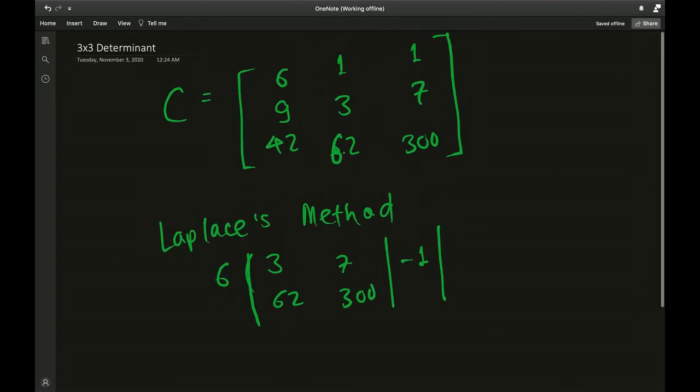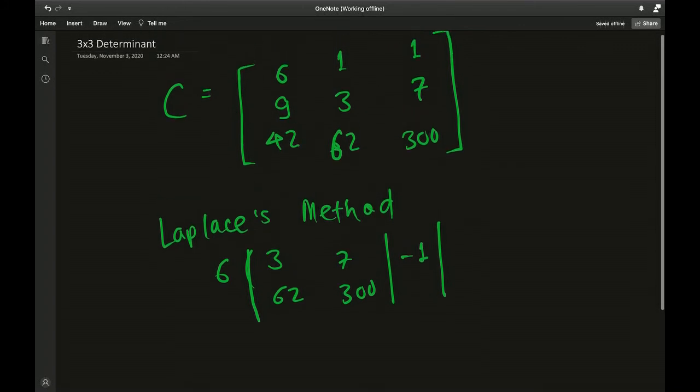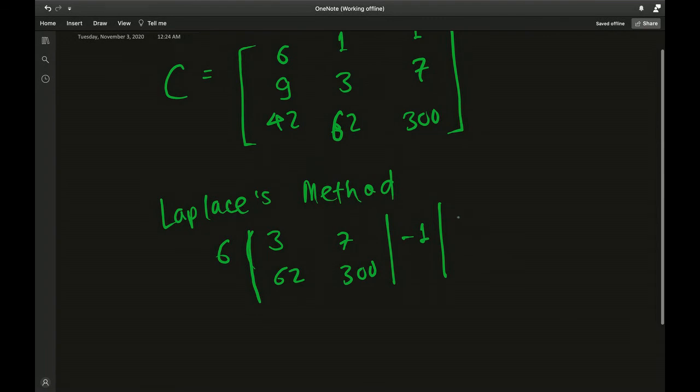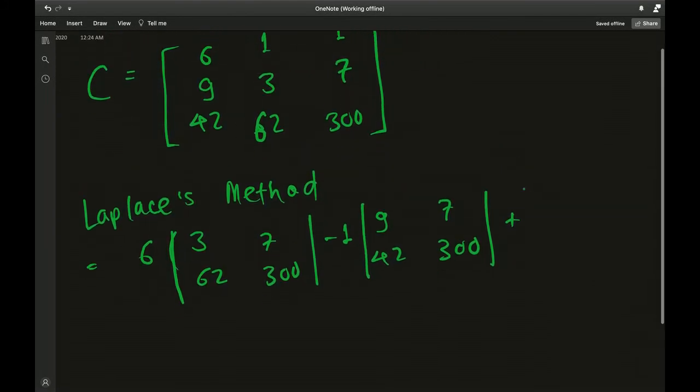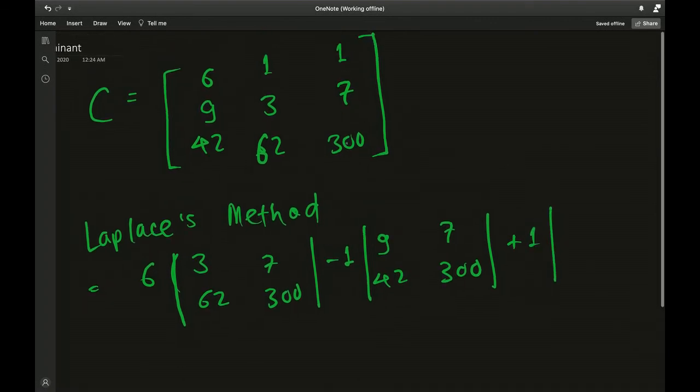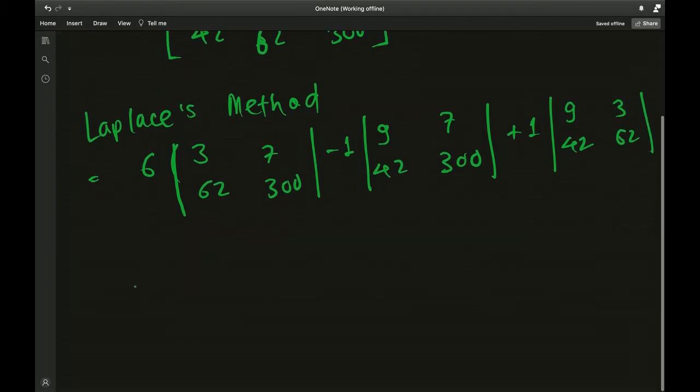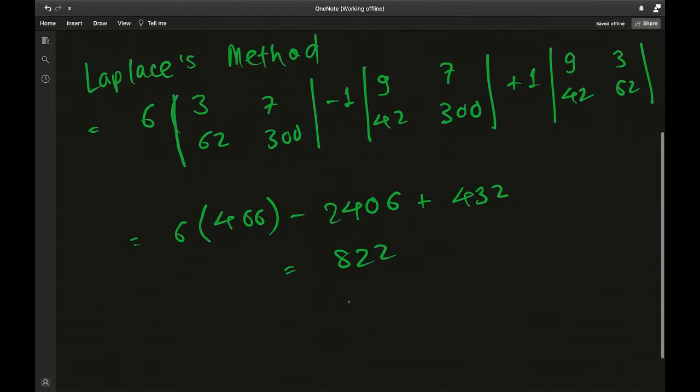then cover this column and this row. We have 942, 7 and 300 as the entries that remain. Plus, we have a 1 again. Cover this column, cover this row. The entries that are left are 942, 3 and 62. So this inner 2x2 determinant turns out to be 466, minus this inner determinant which turns out to be 2406, plus this which turns out to be 432, giving us 822 as the answer.